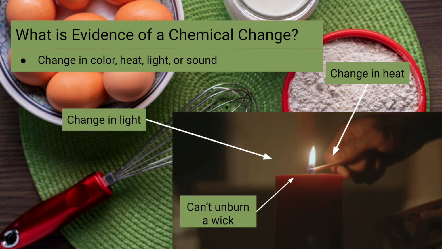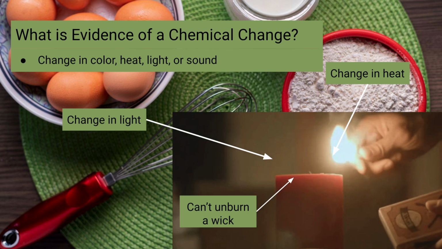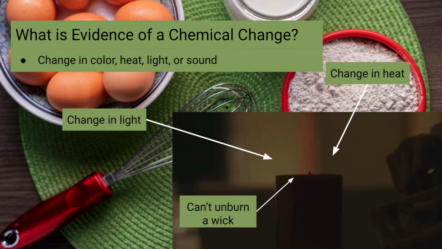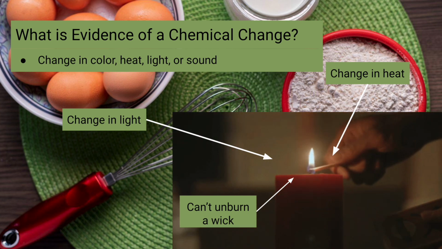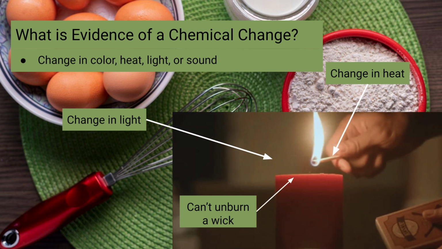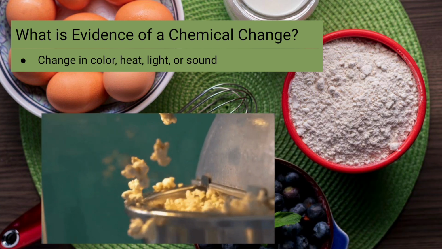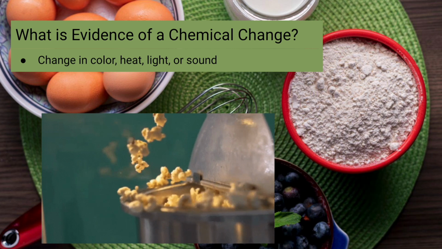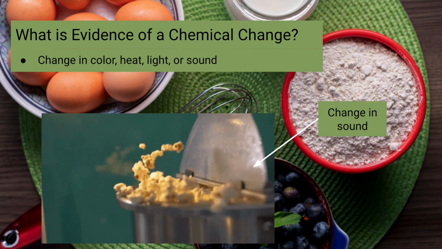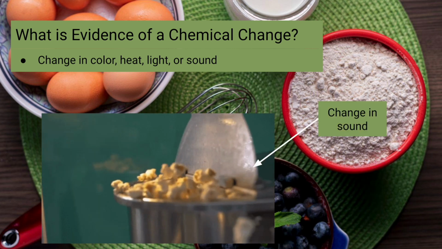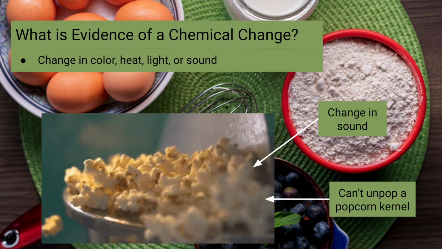And the biggest reason why these are considered evidence of a chemical change is that you can't unburn that wick. You can't unburn the match part where the fire was at, right? Hence why it is a chemical change. Another example of this in real life is popping popcorn. When you pop popcorn, you hear a change in sound, right? And you can't unpop a popcorn kernel.